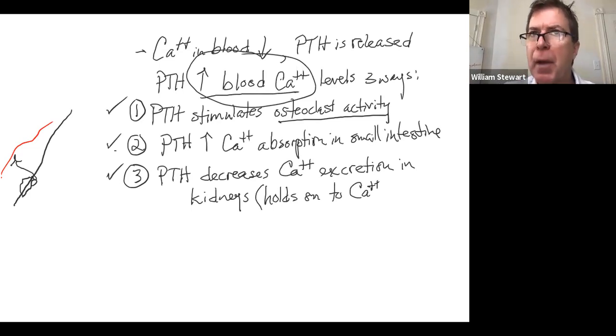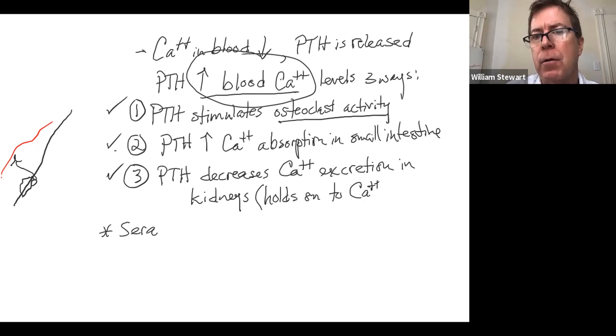So bones basically just act as the storage sites for calcium, and the osteoclasts unlock that calcium. Osteoblasts put that calcium into the bone for storage. Osteoclasts unlock it and release that calcium into the blood when we need it.